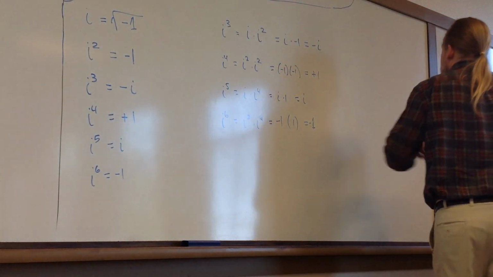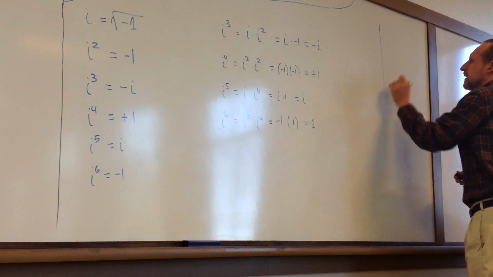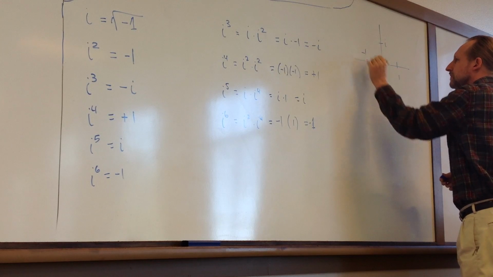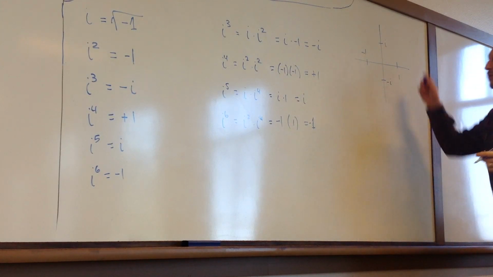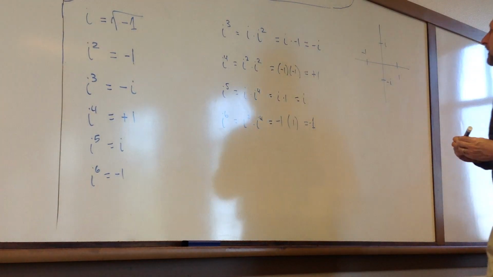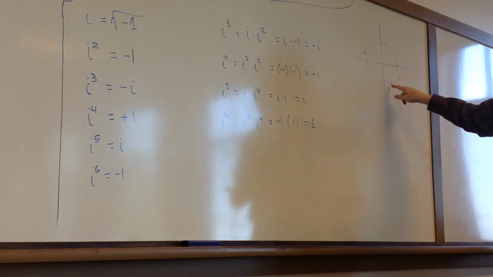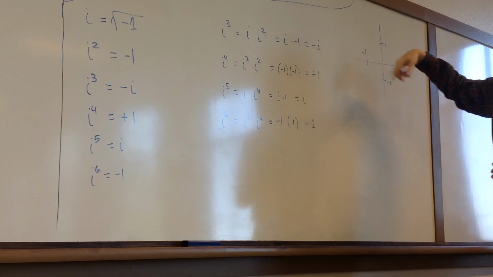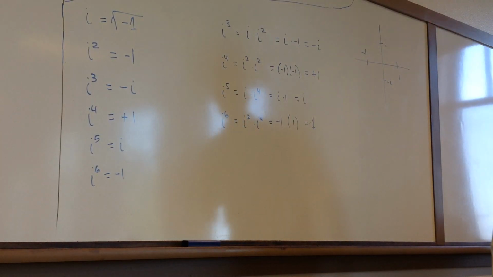If you think back to that Argand diagram that we were talking about at the beginning of this section, all the powers of I are right here. Here's I to the first, I to the second, I to the third, fourth, fifth, sixth, seventh, eighth, ninth, 10th, 11th, 12th, and so on. It just keeps going in a circle like that.